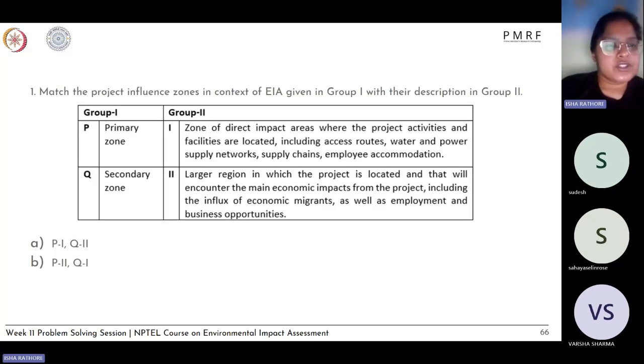Okay, so the first question is: match the project influence zones in the context of EIA given in group 1 with the description in group 2. So these are zones relating to the land acquisition and resettlement. So we had the primary zone and the secondary zone, and what are the definitions? So you need to match group 1, the terms, with their definitions in group 2. This is from lecture 51, land acquisition, AIA methods for land acquisition, resettlement.